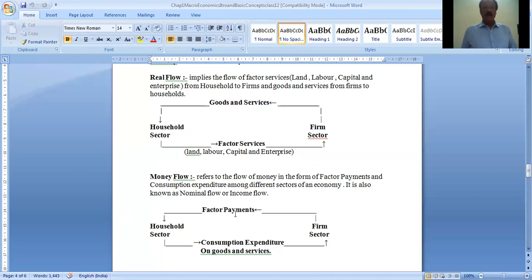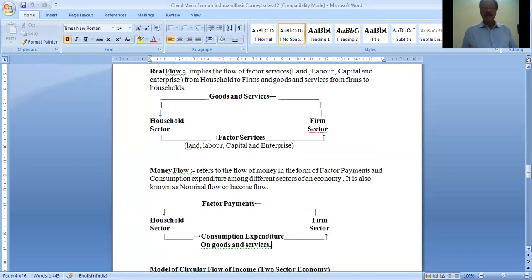So this is the diagram. The firm provides factor payments. When they get the income, the household sectors spend the money on consumption expenditure on goods and services. Okay, so this was the diagram for the money flow of income.